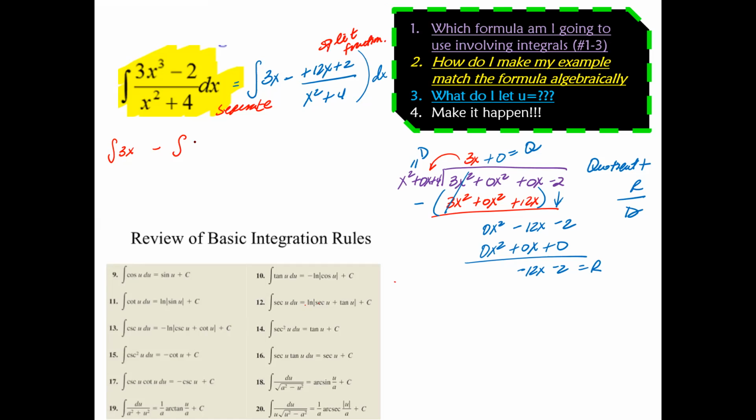So I have a minus 12x over x squared plus 4. Don't forget the minus 2 over x squared plus 4. So the first one is actually pretty simple because the integral of this is just 1 plus 1, which is a 2, divided by 2. So your first part of the answer is just 3 over 2 x squared. So that's the first part.